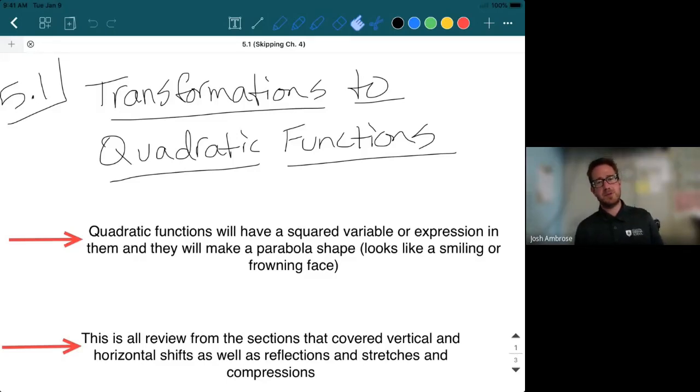All right, Algebra 2, welcome back, guys. We officially are now starting Chapter 5. So let's jump into Section 1 of Chapter 5.